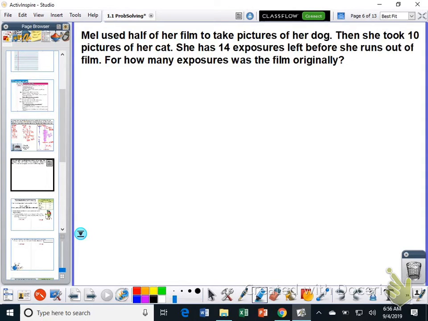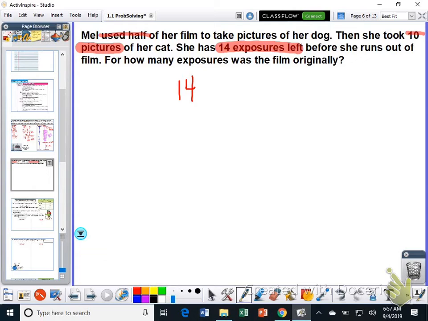First of all, again, I look for important key information, and I'm looking at this and I said, I think used half. So I'm thinking division when I use half. Then we know that she took 10 pictures of her cat, so we have to subtract 10 more. So she took 10 pictures of her cat, and she had 14 exposures left. So we know she didn't use those. So what we can do is we know she had 14 left. Let's start with the 14. That's how many exposures at least she had, is at least 14.